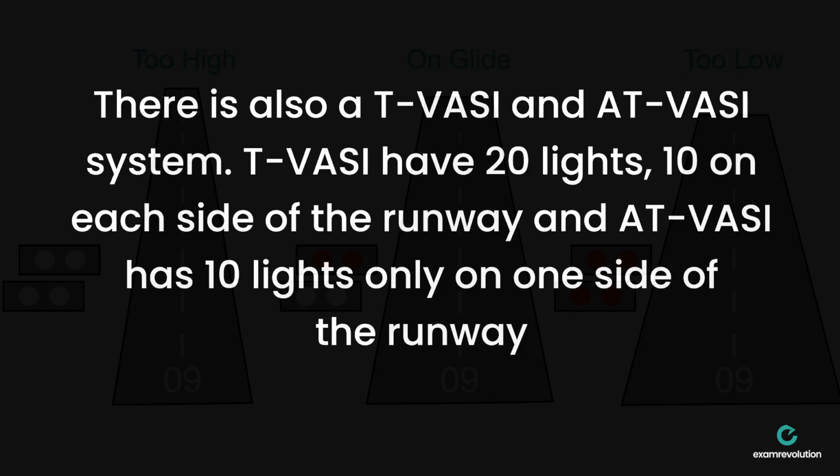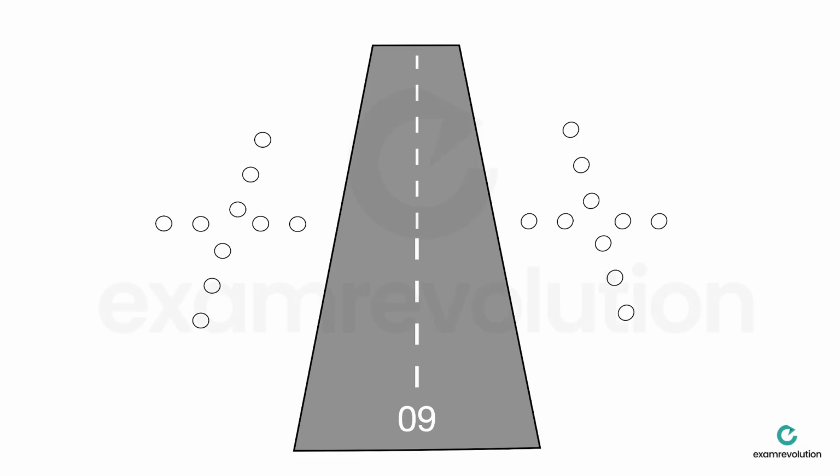So there's also what we call a T-VASI and an AT-VASI system. Then the T-VASI has 20 lights in total. It's 10 on each side of the runway. And then the AT-VASI has 10 lights only on one side of the runway. So the T-VASI has 20 lights, 10, 10. And the AT-VASI has only 10 lights on one side of the runway. And this is what they look like. So that's your T-VASI over there. You can see it's 20 lights in total, 10 on the left, 10 on the right.